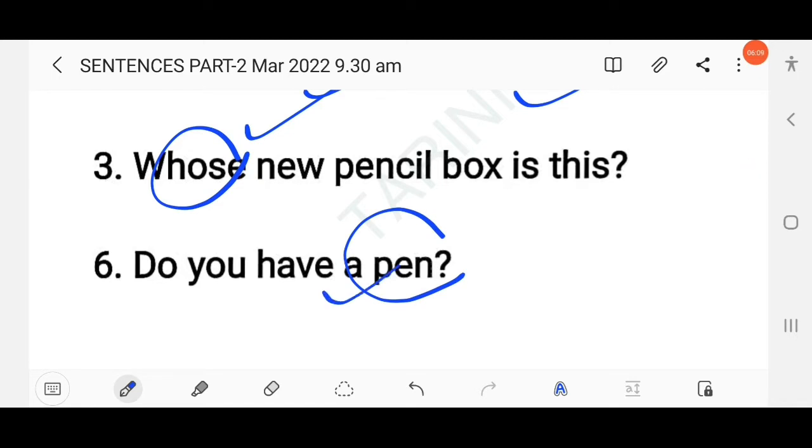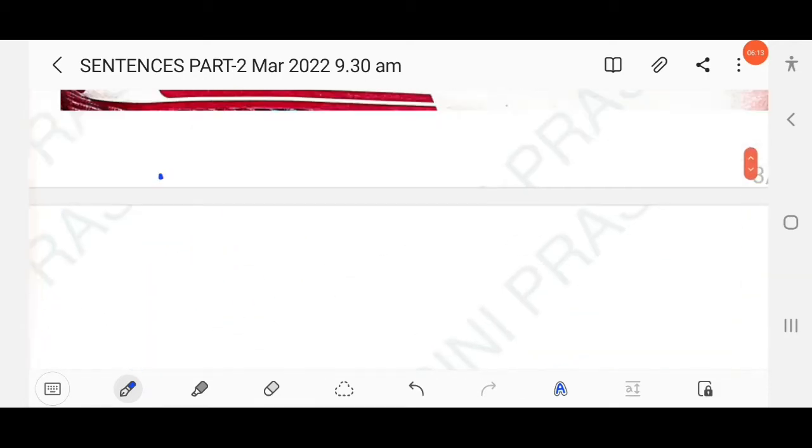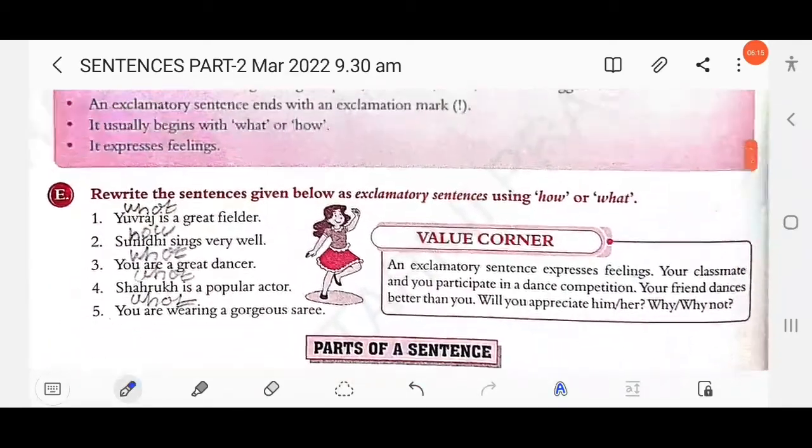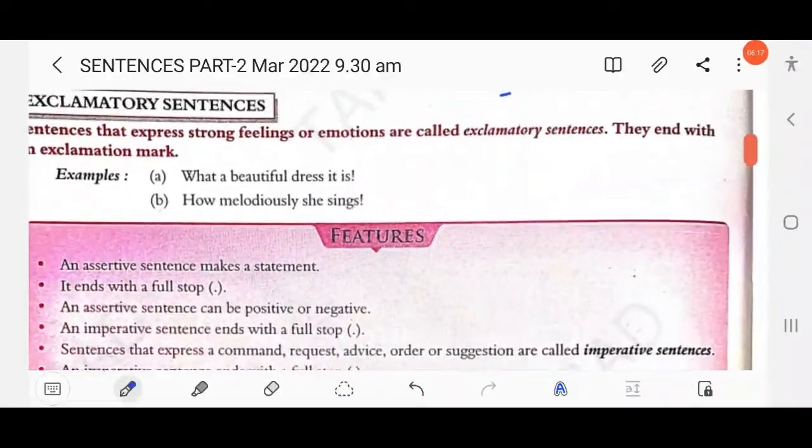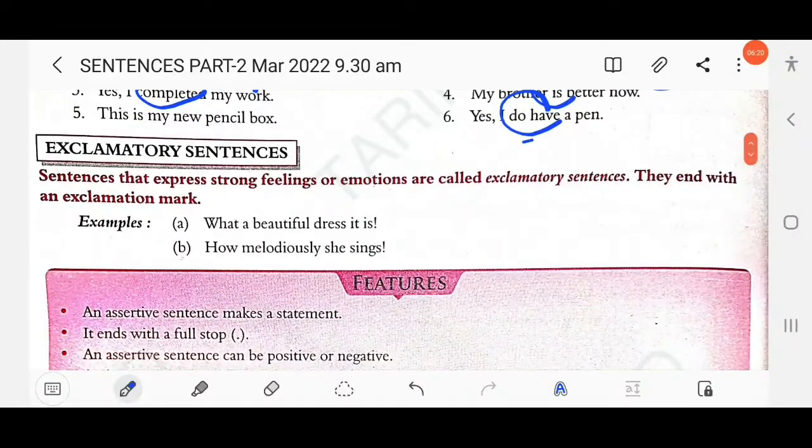So here, use a question mark at the end of the sentence, right. Then next here, exclamatory sentences, right. Sentences that express strong feelings or emotions are called exclamatory sentences. They end with an exclamation mark.